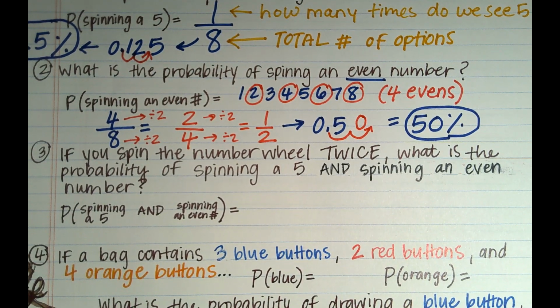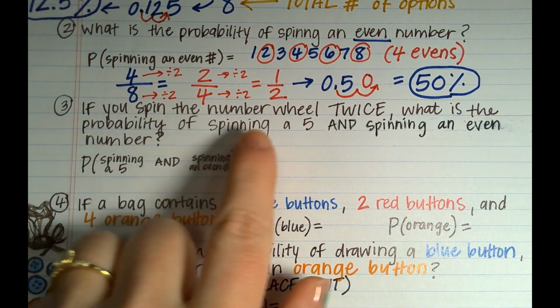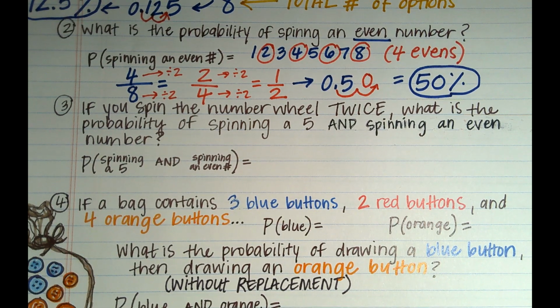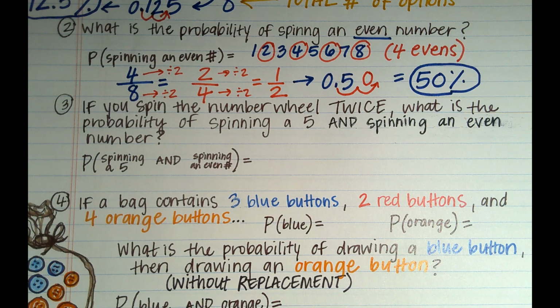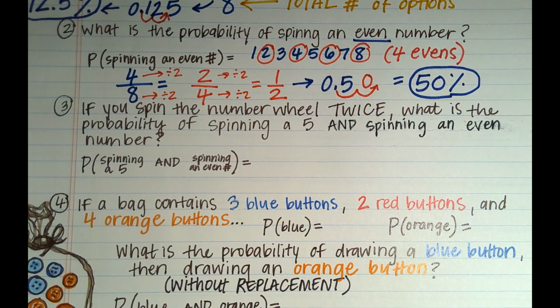Now we're looking at 2 separate events. Now my question is, if you spin the number wheel twice, what is the probability of spinning a 5 and spinning an even number? So before we can answer this, we need to think about what we were talking about yesterday, where we have 2 different types of events. We could have independent or we could have dependent. So let me grab my notes from yesterday and let's look at the difference between those 2 and decide what we have going on here.